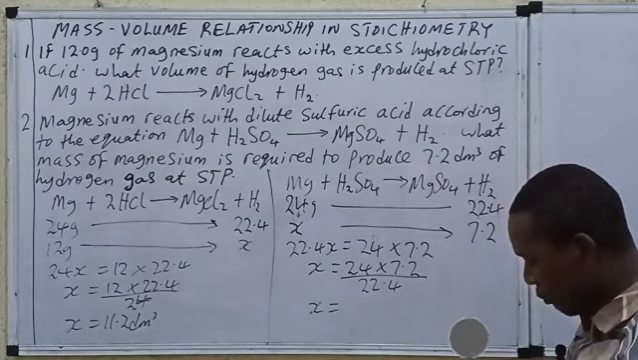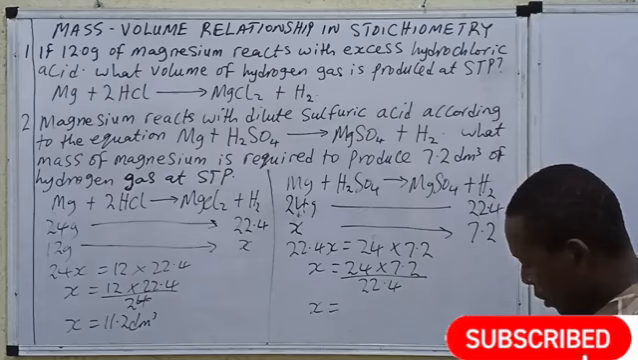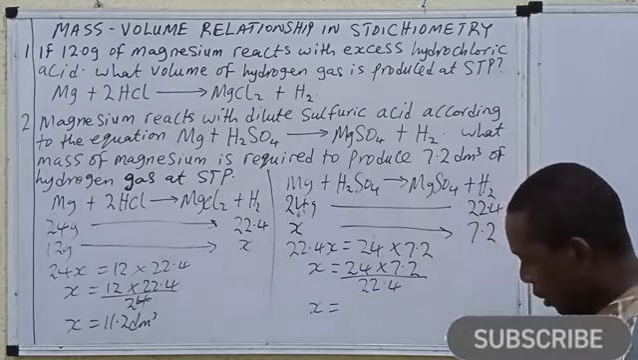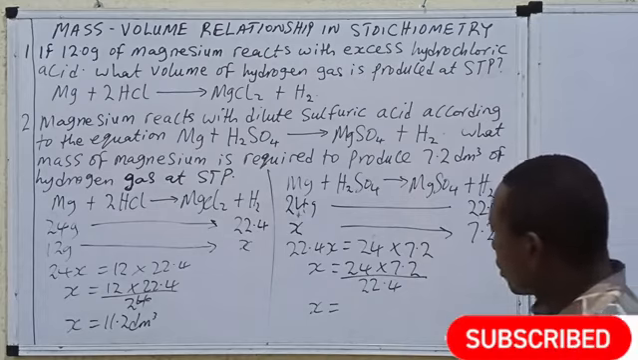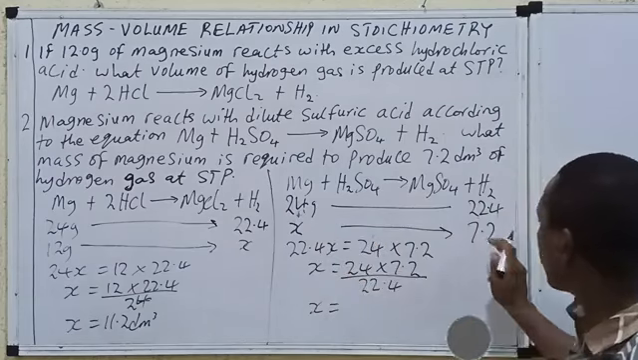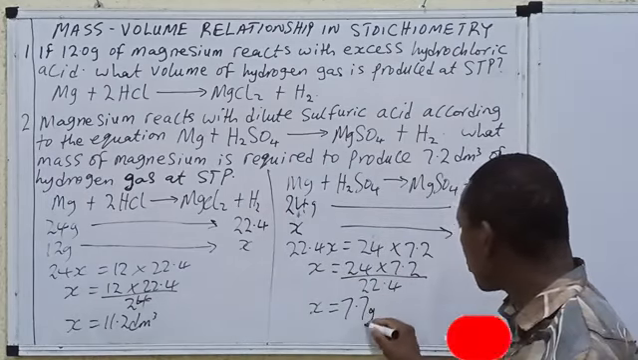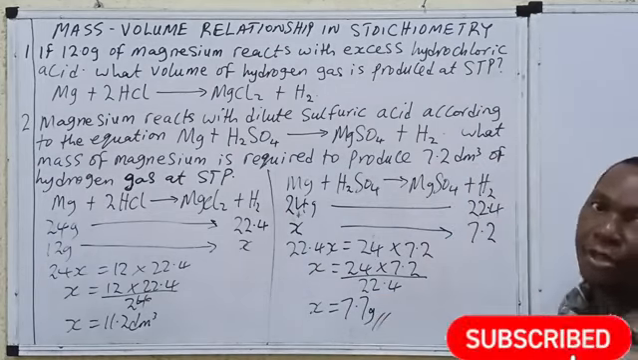24 times 7.2 divided by 22.4, and the mass that will produce this volume is approximately 7 gram. So it's a very simple topic.